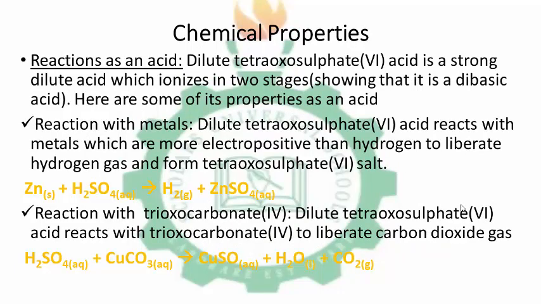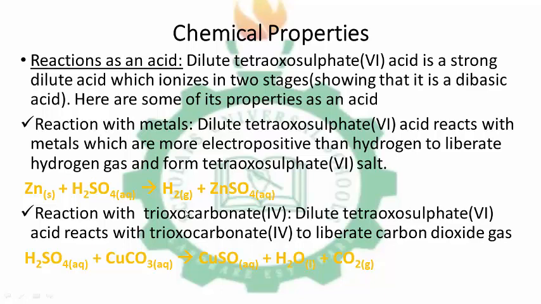Now, chemical properties of the acid. Reactions as an acid. Dilute tetraoxosulfate 6 acid is a strong acid which ionizes in two stages, showing that it is a dibasic acid. The first property we are going to talk about is reaction with metals. Dilute tetraoxosulfate 6 acid reacts with metals which are more electropositive than hydrogen to liberate hydrogen gas and form the tetraoxosulfate 6 salt. For example, zinc reacts with the acid to liberate hydrogen gas and form zinc tetraoxosulfate 6.